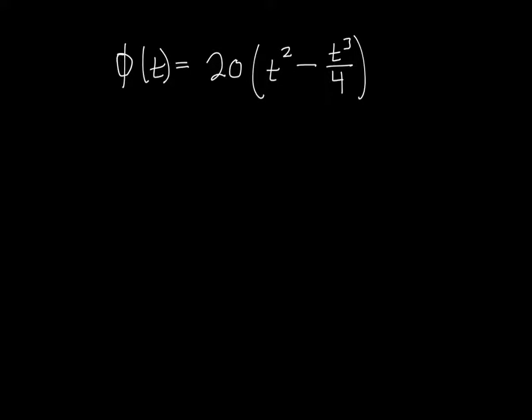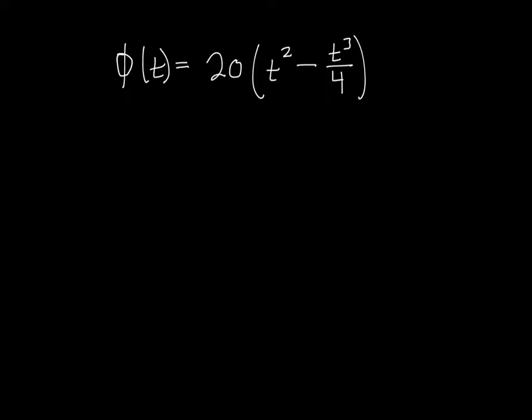So let's see an example of how to find velocity and acceleration in angular terms when I'm given an angular position. Here I have an equation for the angular position as a function of time. We can see angle as a function of time is equal to 20 times t squared minus t cubed over 4.